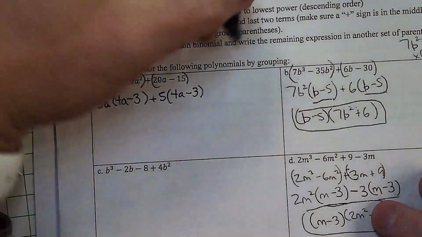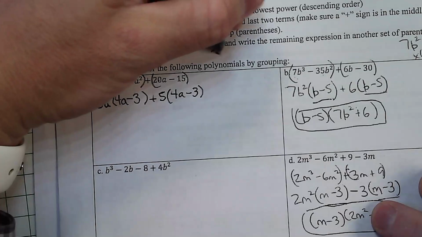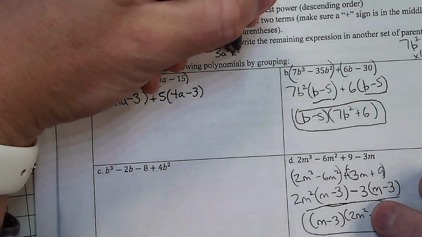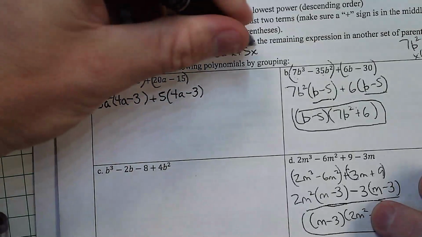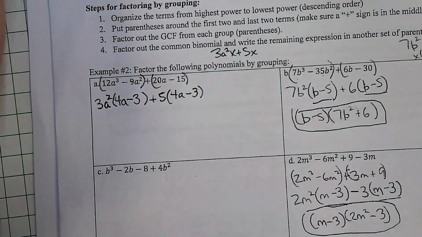I'm going to make up something. 3a squared times x plus 5 times x. I'm making that up. Okay?